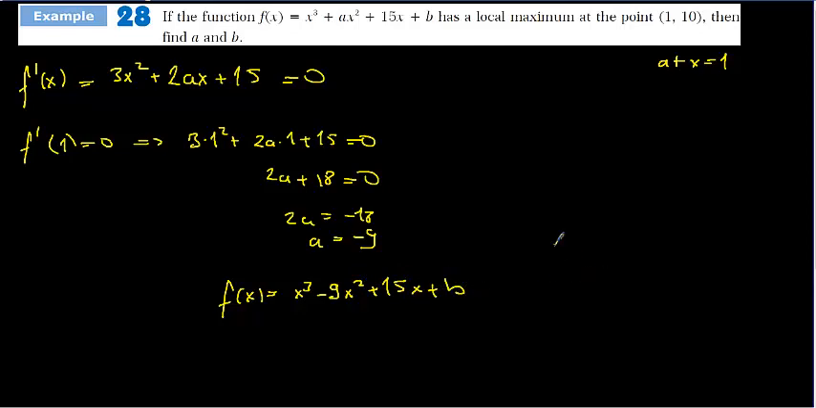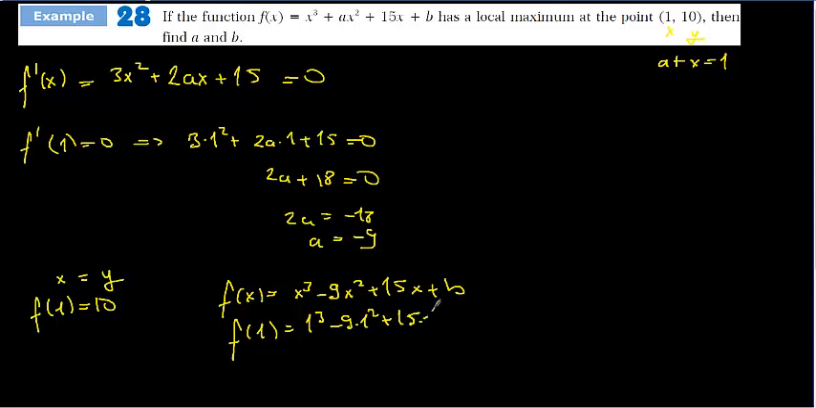I found the a value, and it's easy for me to find the b value because I know that f(1) is equal to 10. Why is it like that? These are x and y values, and when we have f(x), it's giving us the y value. So f(1) is equal to 10 means 1 cubed minus 9 times 1 squared plus 15 times 1 plus b is equal to 10, and from this we can find the b value.